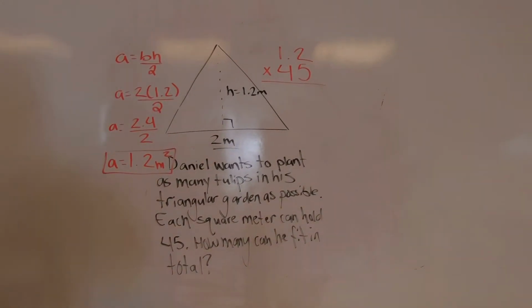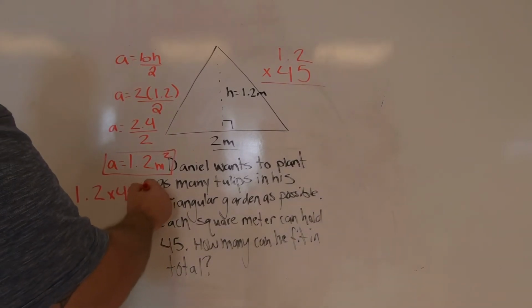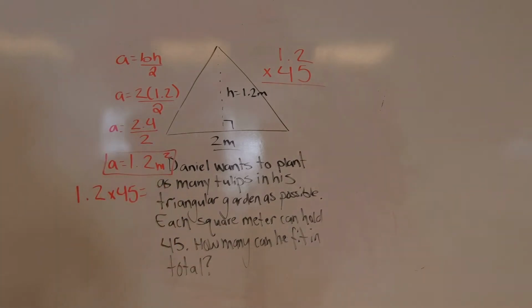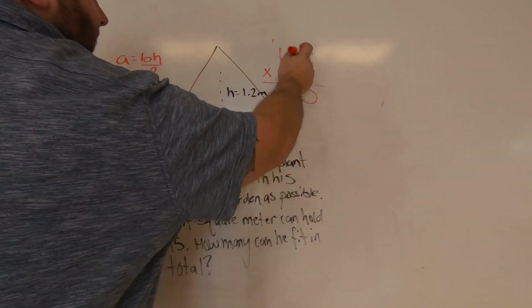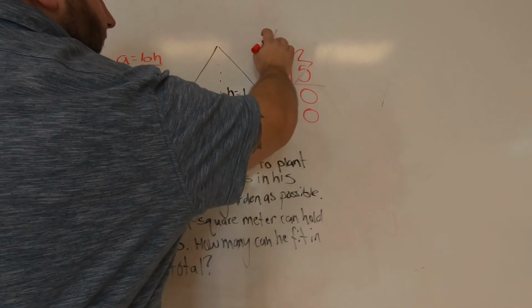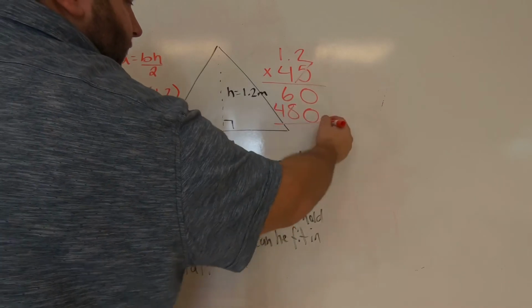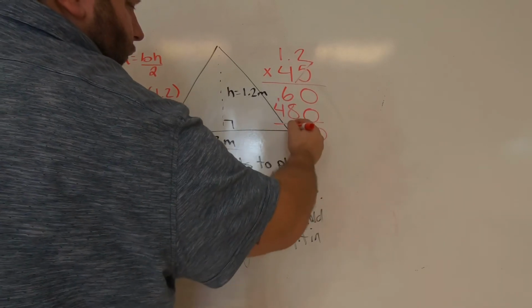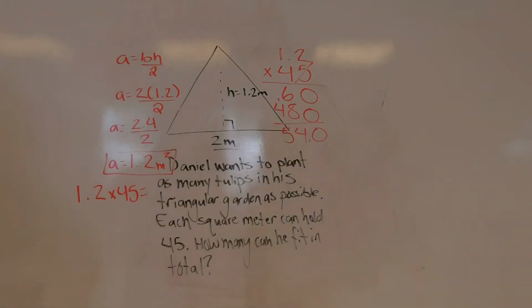Let's try that. So we have to multiply the total area by how many of whatever, it doesn't matter if it's rocks or daffodils, can fit per square meter. We go 5 times 2 is 10, 5 times 1 is 5, plus 1 is 6. We add our 0 because we're moving on to the tens column. 4 times 2 is 8, 4 times 1 is 4. We add them up together, and we get 540. There's 1 decimal place, so 54 can be put in this entire garden.